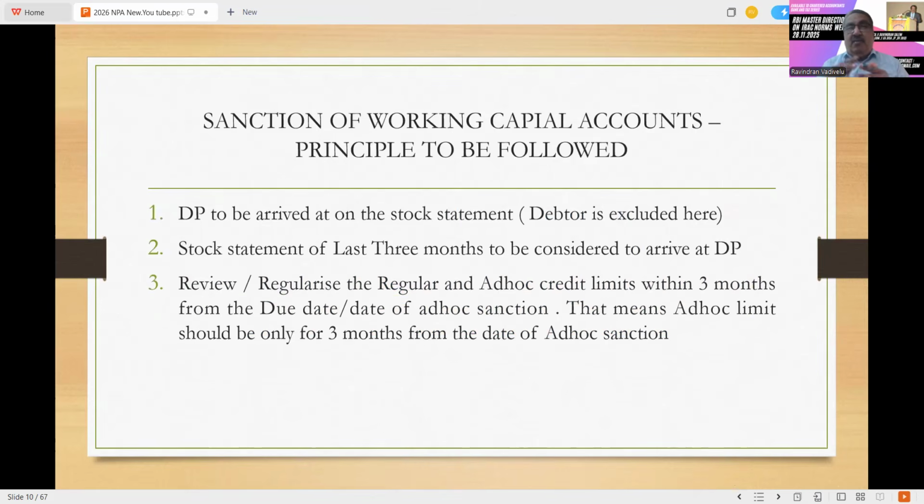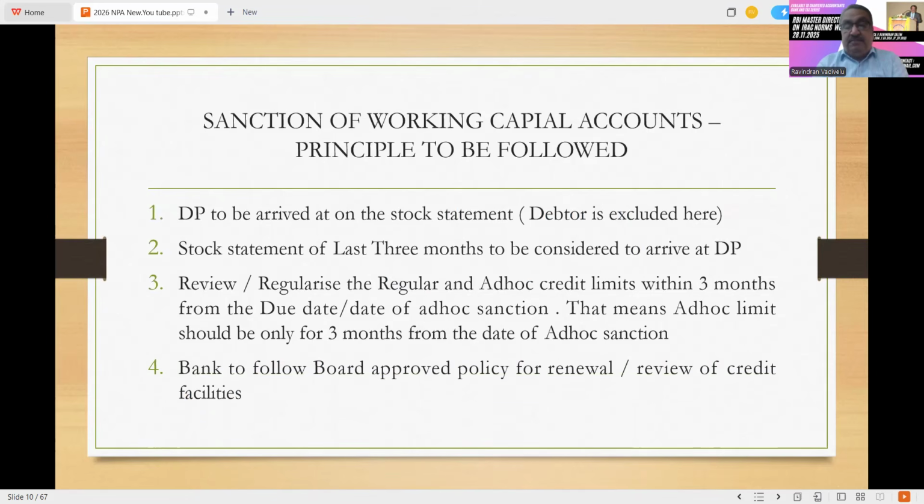And they say that normally when there is a renewal, regularized or ad hoc limit being given to the borrowers, it should be within 3 months. That is, only 3 months of ad hoc has to be allowed from the due date or date of sanction. That means the ad hoc limit should be only for 3 months from the date of ad hoc sanction. That means there should not be any further ad hoc sanction that the branch makes to the customers.